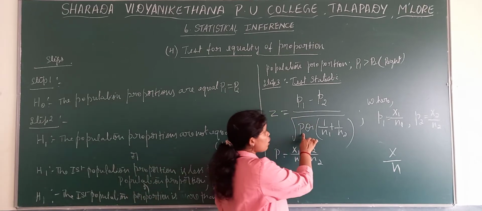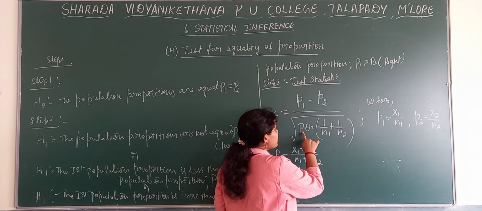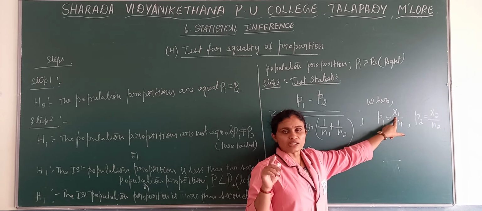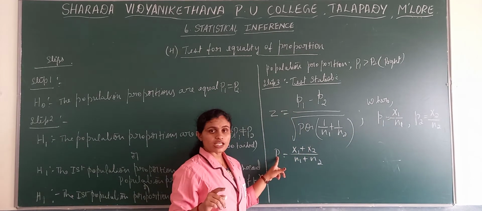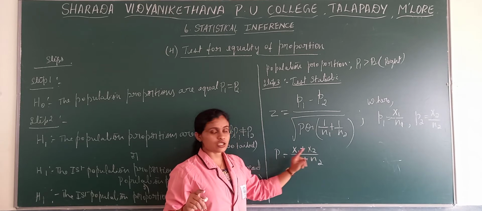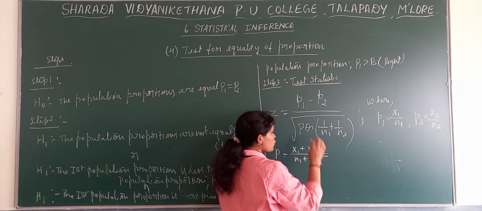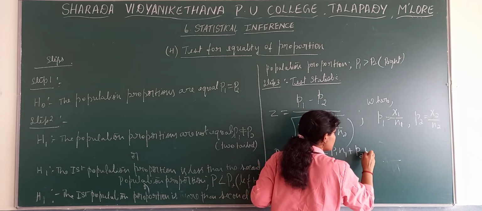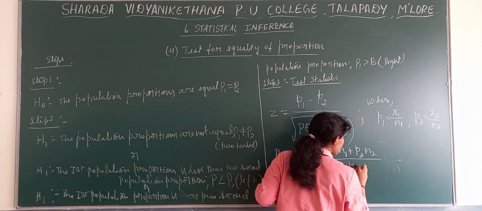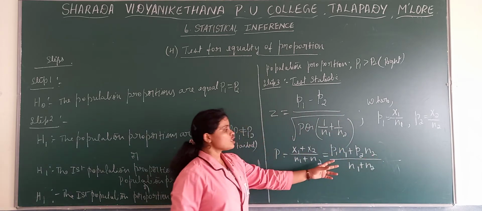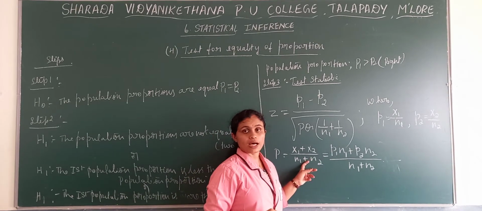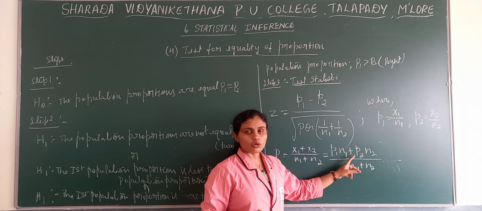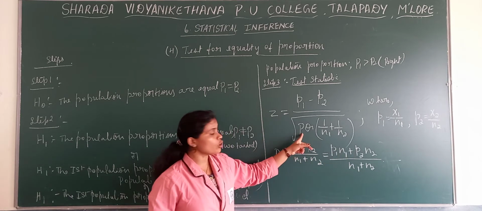So in such case, how to find out P? In the sense there, if they provide proportions directly, you will not be having x values. Then if you do not have x values, how to find out this P? When you do not have these x values, then you need to go with proportions, that is (P1 into n1 plus P2 into n2) divided by (n1 plus n2). So this formula is equal to the earlier formula. This is when x1 and x2 are not given in the problem. We need to go with this in order to find out the P value.